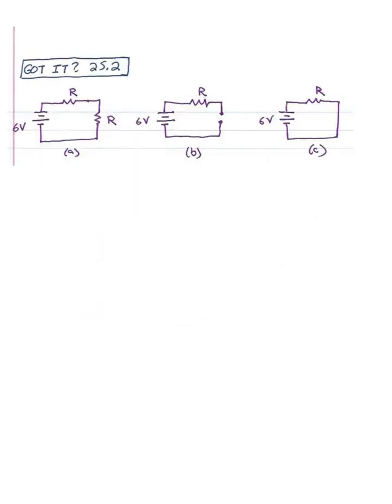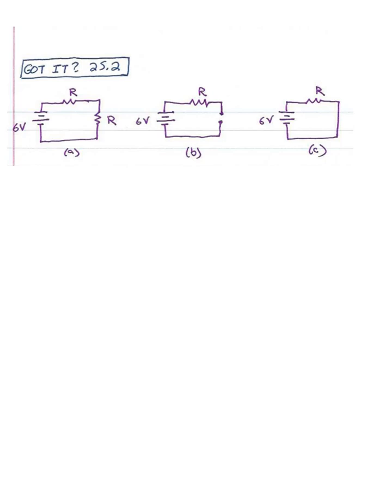Let's look at the Got It question 25-2. It says rank from highest to lowest the voltages across the identical resistors R at the top of each circuit shown and give the actual voltage for each. It says in picture A, the second resistor has the same resistance R, and in B, the gap is an open circuit, meaning infinite resistance.